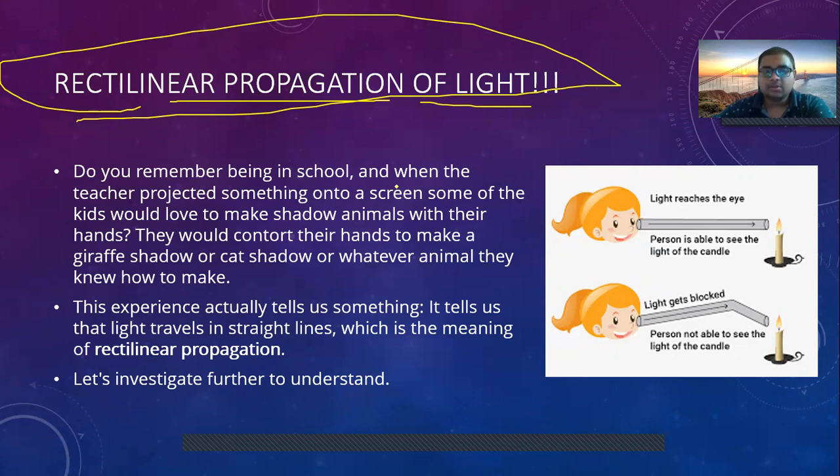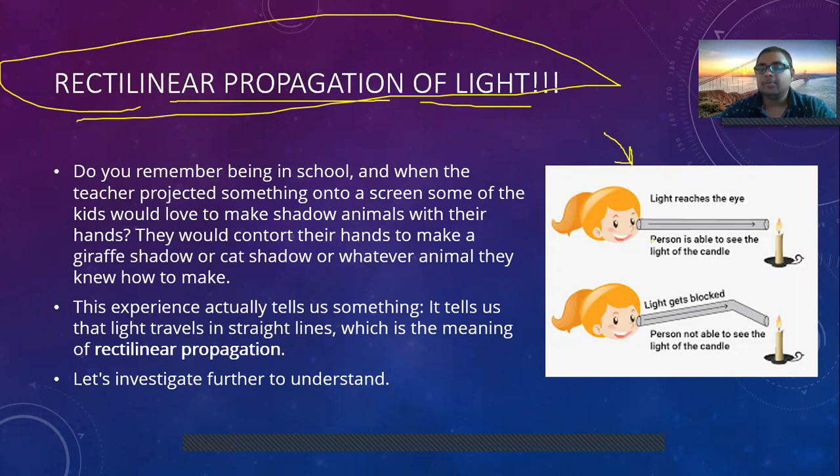Do you remember being in school when the teacher projected something onto the screen? Some of the kids would love to make shadow animals with their hands. They would contort their hands and make a giraffe shadow. So it's actually telling you that everything is given in summary in this picture.